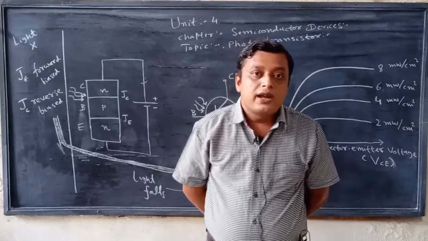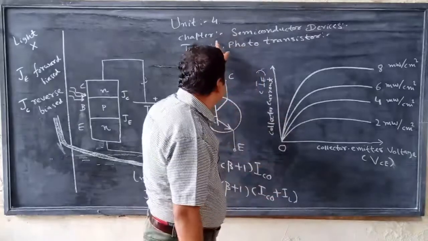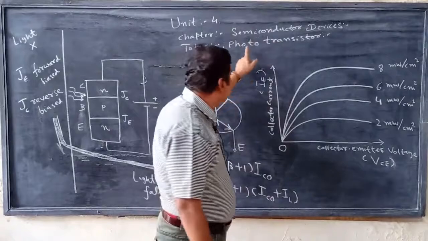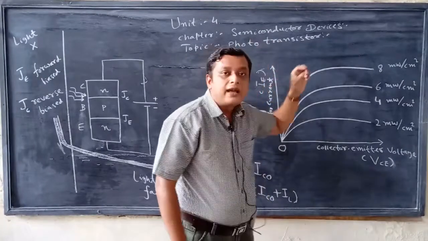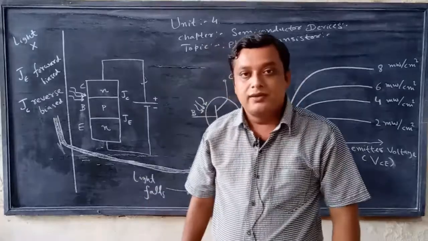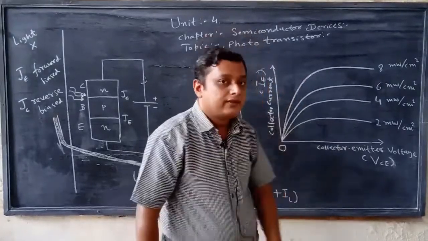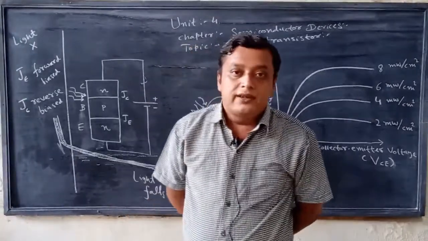Today I am going to start a new topic of this chapter, semiconductor devices. Today's topic is phototransistor. This is the last topic of this chapter of Unit 4. Phototransistor.